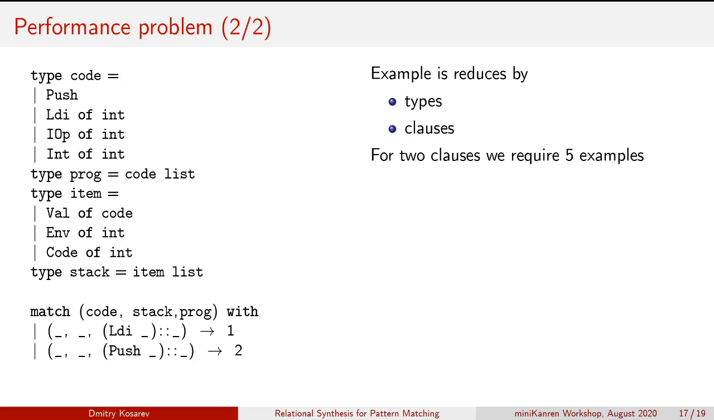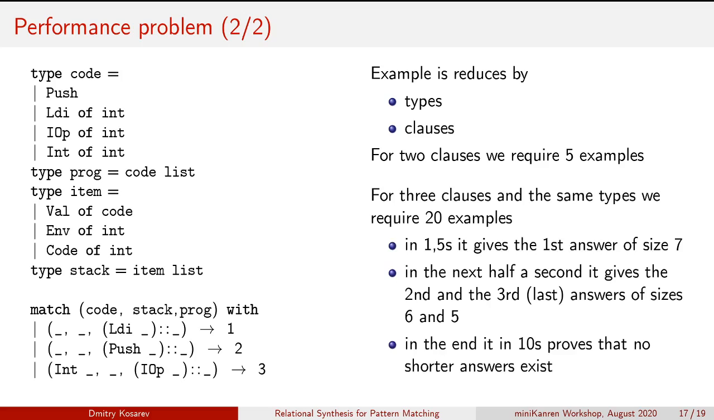But if we reduce this PCF program by types and by clauses, for example, if we leave only 2 clauses, we will require 5 examples. If we leave 3 clauses, we will require 20 examples, and in 1.5 seconds it gives us the first answer of size 7, and after a second more it gives us an optimal answer of size 5. And after that it spends a tremendous amount of time proving that there is no better answer for this program.